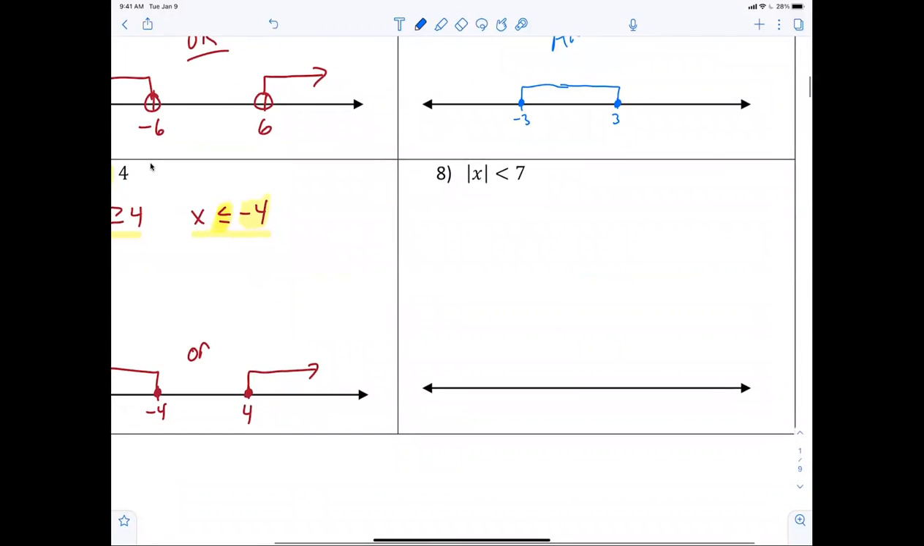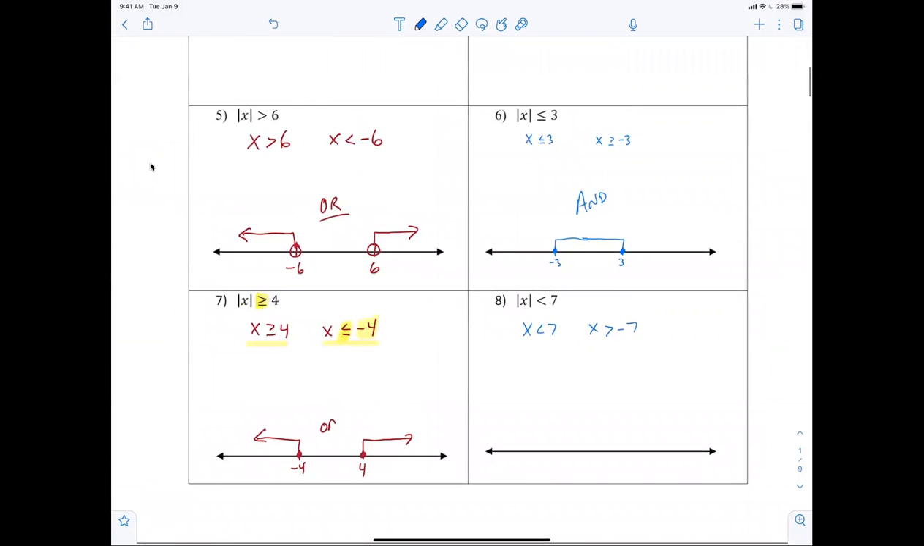Absolute value of x is less than 7. So x is less than 7. x is greater than -7. Yes. So I know how you said on number 6 you don't write "and" in these, you just put them. Right. This is the solution. Everything between -3 and 3. You're not writing this one in interval notation.